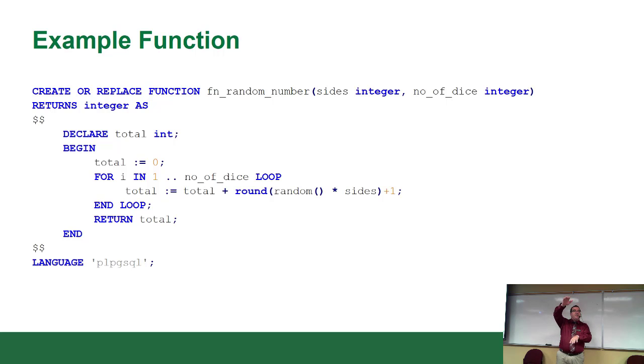Everything in here is one thing. Because otherwise, if you didn't include the double dollar signs, right at the end of your first declare, where that semicolon is after declare total int, it would try to execute the create command. Because what's the command terminator? Semicolon. The second it sees a semicolon, it tries to execute whatever you've typed. So you've got to tell it, ignore this.